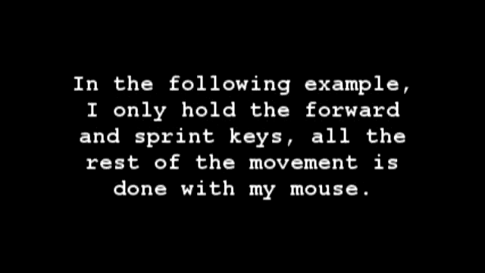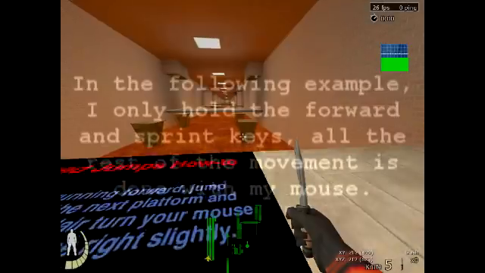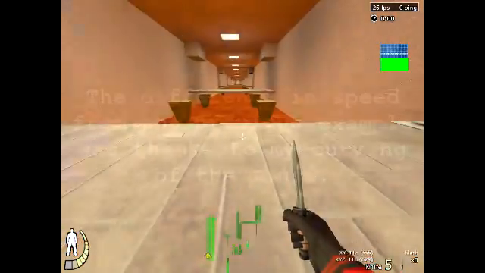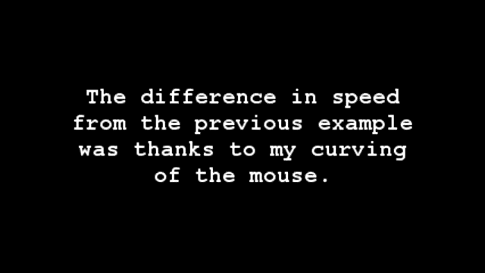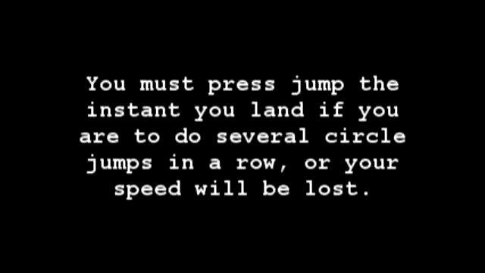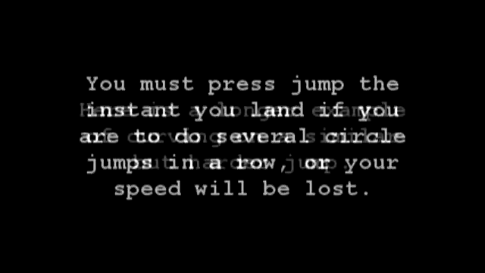In the following example, I only hold the forward and sprint keys. All the rest of the movement is done with my mouse. The difference in speed from the previous example was thanks to my curving of the mouse. Another important thing to notice is that you should not walk or stop between jumps. You must press jump the instant you land if you are to do several circle jumps in a row, or your speed will be lost.